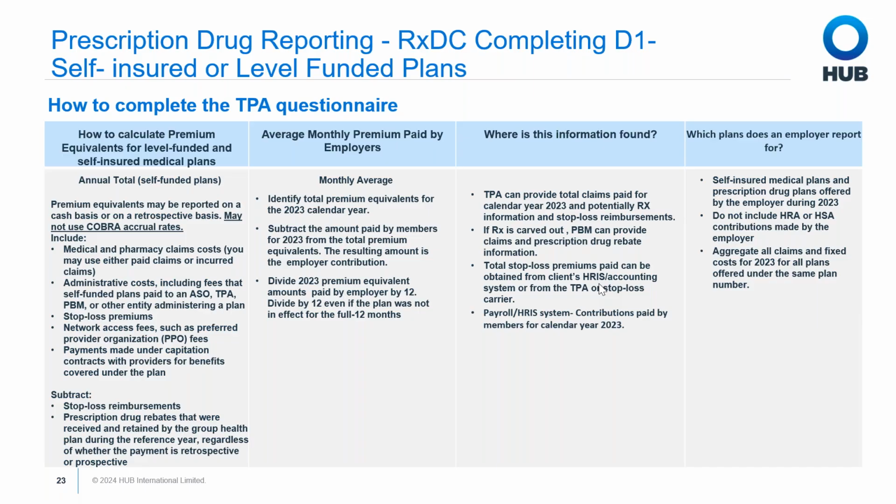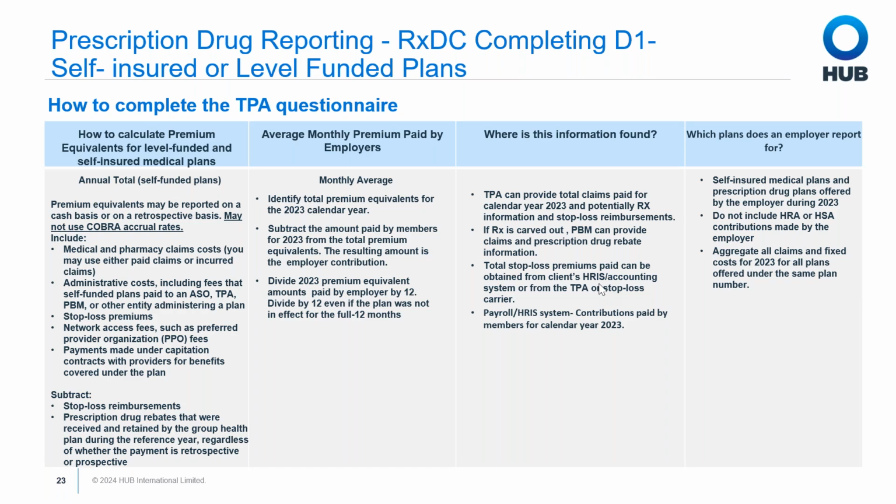Stop-loss premiums can also be obtained from your HRIS system, as it is a premium that you pay every month. So your accounting or HRIS system should tell you what amounts were paid to the TPA or stop-loss carrier and or PBM. And your payroll or HRIS system should hopefully give you guidelines on which amounts were paid for by members for 2023 versus you, the employer.